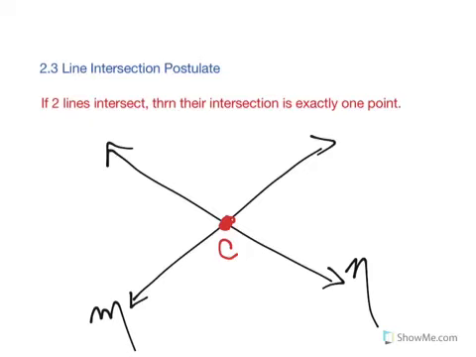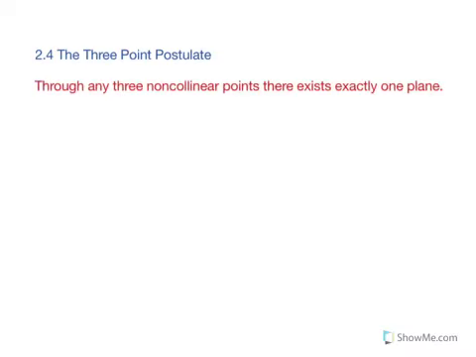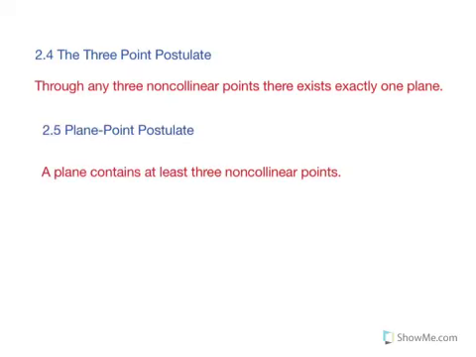Okay. Next postulate is postulate 2.4, which is the 3-point postulate. And this postulate states that through any 3 non-collinear points, there exists exactly one plane. And postulate 2.5 kind of goes with this one, so I'm going to put that up there as well. 2.5 is the plane point postulate, which states a plane contains at least 3 non-collinear points.